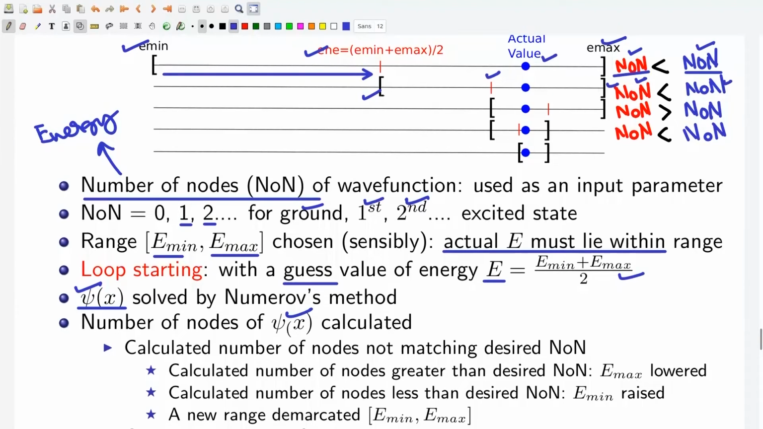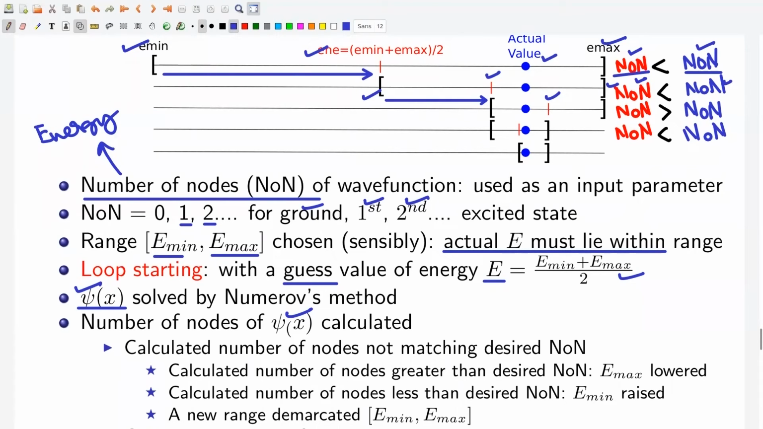In this case also, it will not match, because the guess value of energy is still less than the actual value of energy. So what do I have to do? Again, I have to increase the energy. That means I shift the lower limit to the higher value, and then again I calculate the average. And now you see that the guess value of energy is more than the actual value.